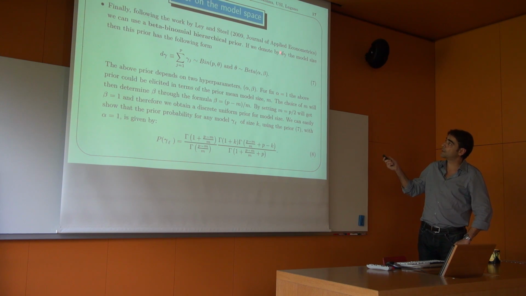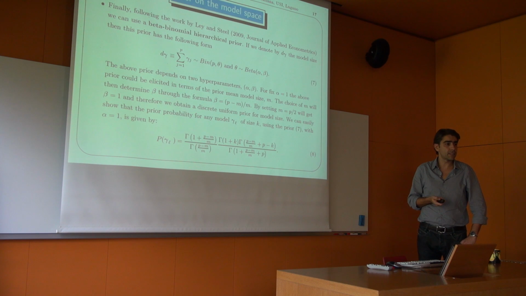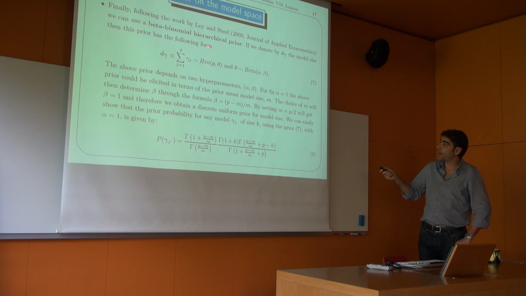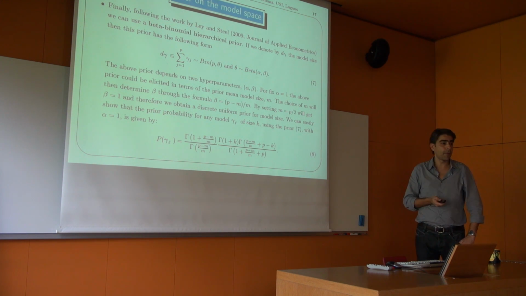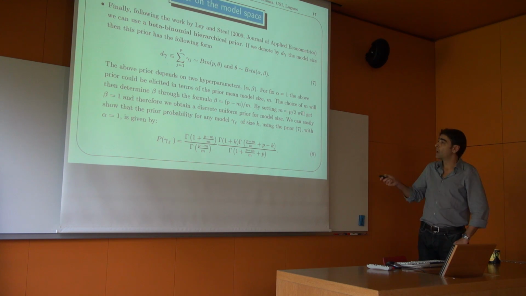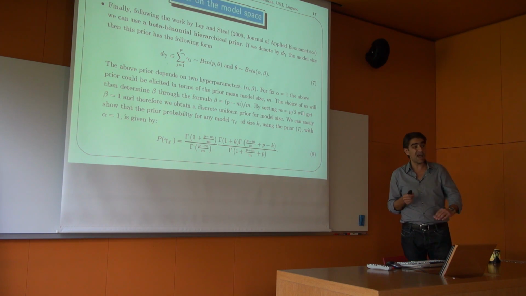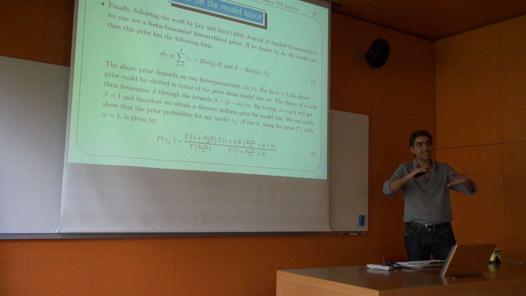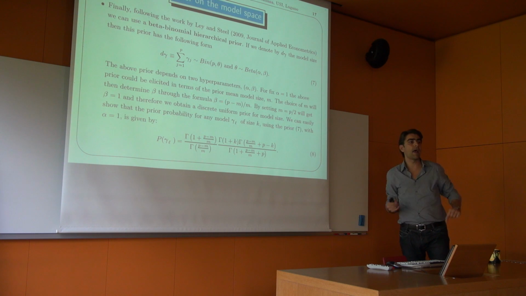So they started by denoting by d gamma the model size, and they placed a binomial prior on the size of the model gamma, binomial p comma theta, where p is the number of explanatory variables. Then this prior had a hierarchical form, so on theta they placed a different prior which was beta with hyperparameters alpha comma beta. Okay? The usual choice for these two hyperparameters is to take them equal to 1, and if you do so, you end up with a prior which is now uniform on the model size, not on the model space like before. Okay?